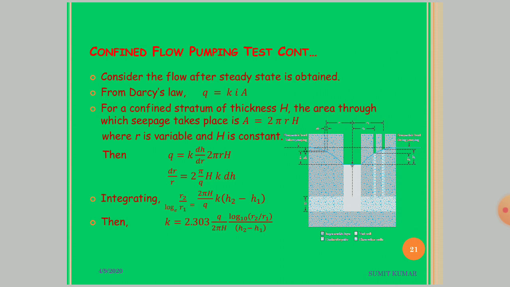Consider the flow after a steady state is obtained. From Darcy's law we can write Q is equal to KIA. For a confined stratum of thickness H, the area through which seepage takes place is A is equal to 2πRH, where R is variable and H is constant. Then we can write Q is equal to K into dh by dr into 2πRH. After rearranging and integrating, we get K is equal to 2.3 Q by 2πH into log10 (R2 by R1) divided by (H2 minus H1).